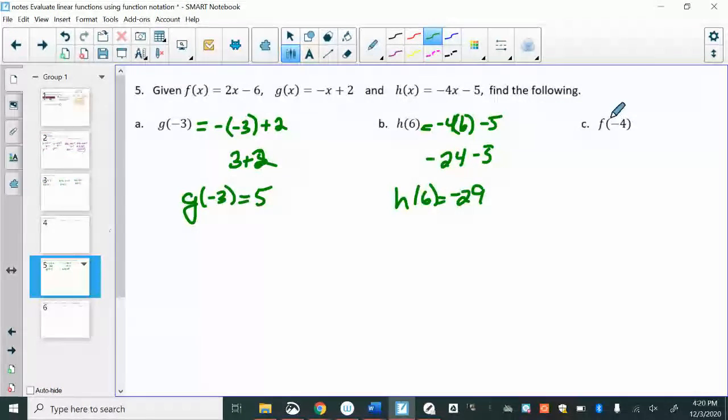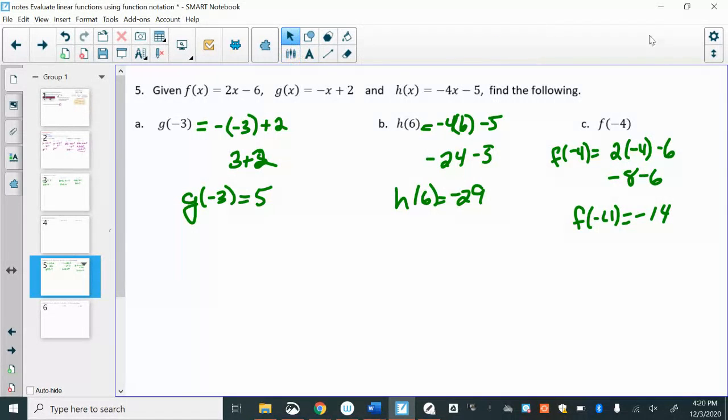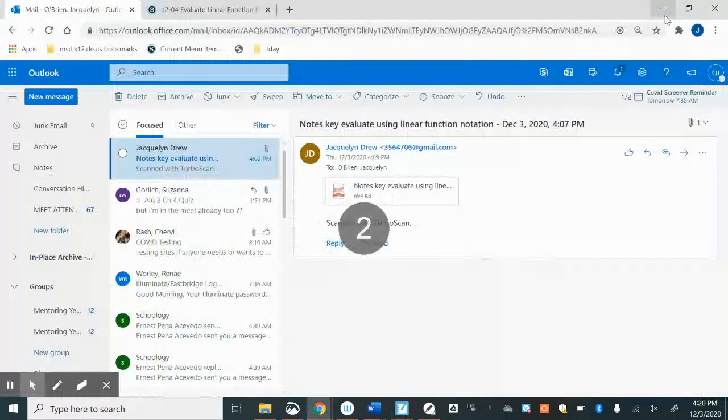And the last one I want to do is I want to find out what's f of negative 4. So make sure you go to function f and use its rule. There's not enough space over there, so I'm going to rewrite this. It's going to be 2 times minus 4 minus 6. So minus 8 minus 6. So f of negative 4 is equal to negative 14. And that is how we evaluate our linear functions using function notation.